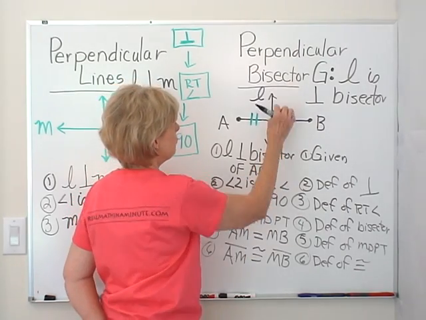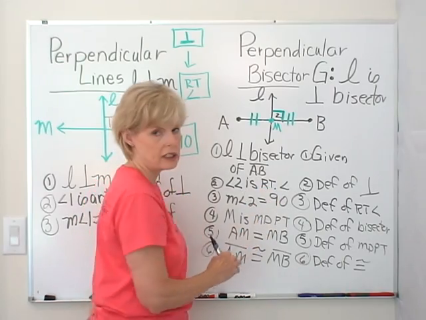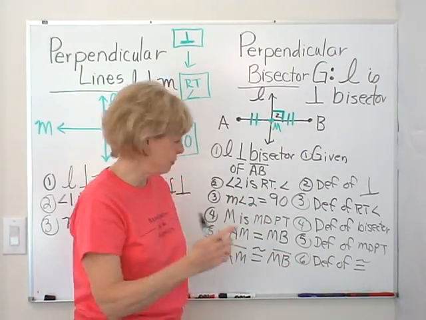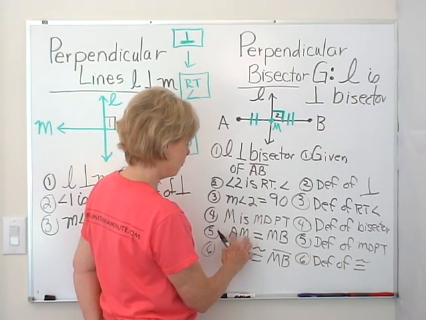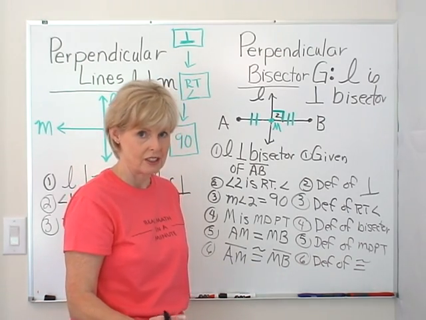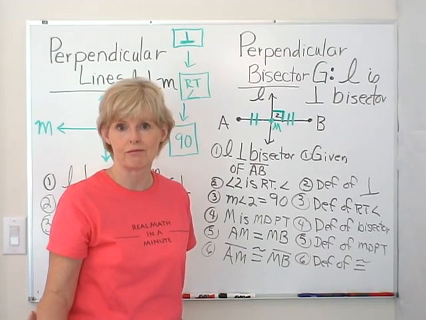So when you're given a perpendicular bisector, you know two things. You know you have perpendicular, so you deal with that: perpendicular, right angle, 90. And then you've got a bisector of a segment, which gives you a midpoint, which tells you you have two distances equal, which tells you you have two segments congruent. So that is a logical flow of ideas.